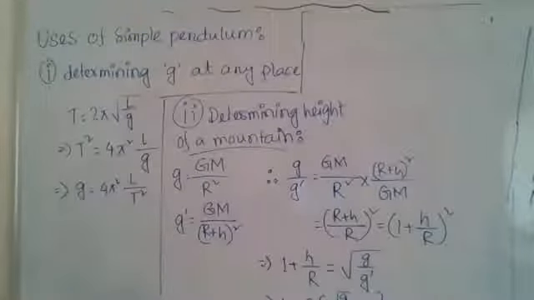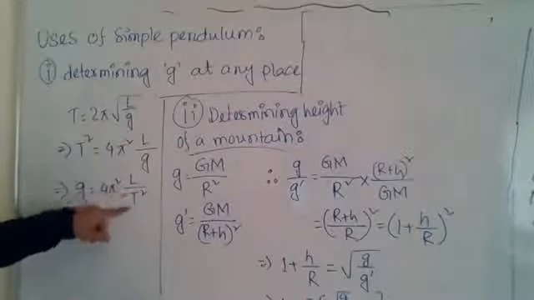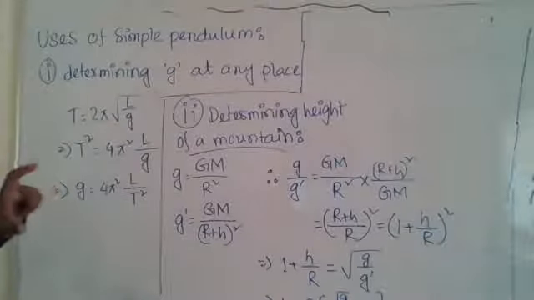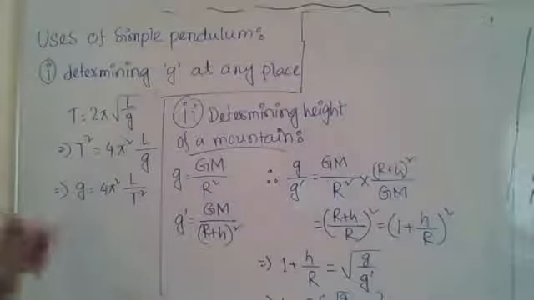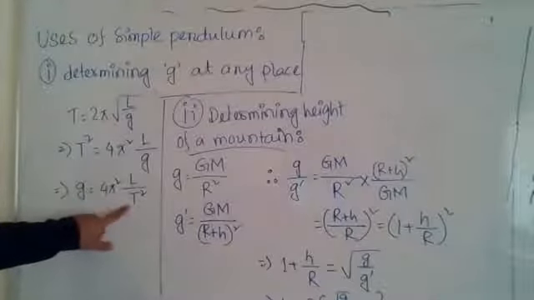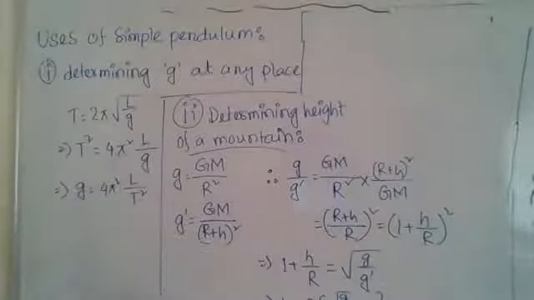So using this equation, we can easily find out the value of g at any place. We already know the value of pi, we need to know the value of L and T. This we will do using an experiment. We will take a simple pendulum and calculate the length of the thread and the radius of the bob. Adding those two, I will get the effective length. And then I will determine the time period of that simple pendulum.